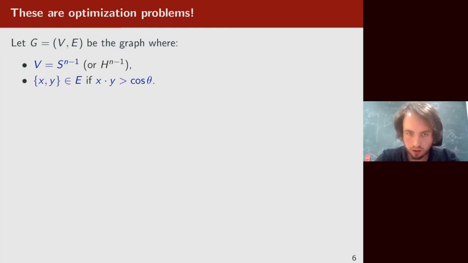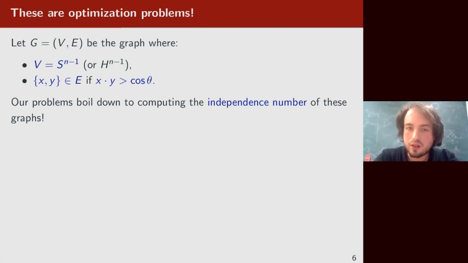And in this case, what you want to understand is the independence number of this graph. Okay, so you have an infinite graph, the set of vertices is the sphere, and you want to compute the independence number of this graph. Okay. And the idea is then to use the techniques from graph theory to compute some bounds on the independence number of this graph.